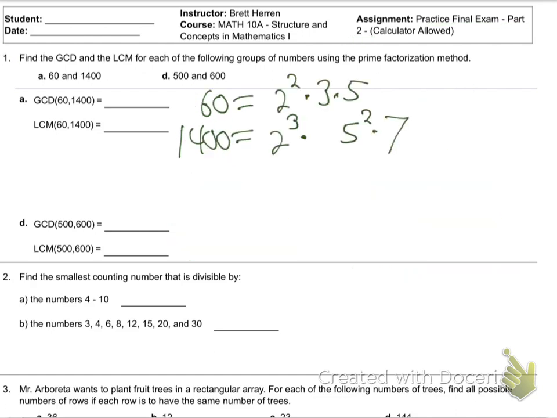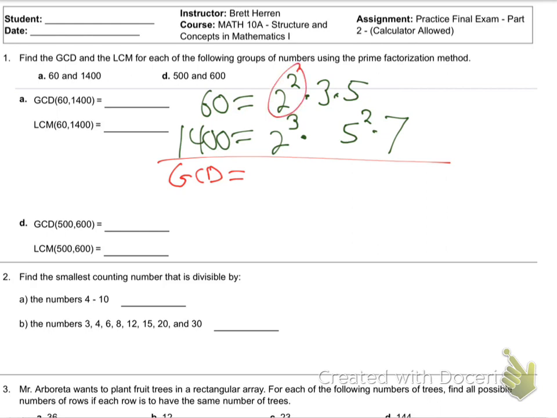See how I line things up? 2's over 2's, 3's over 3's, there's only 1 3. 5's over 5's and 7's over 7's. So I line them all up. And now I want to form, first off, the GCD. Now, what does GCD mean? I hope coming out of this class you're comfortable with GCD. GCD means greatest common divisor. So it's the greatest number that divides in.